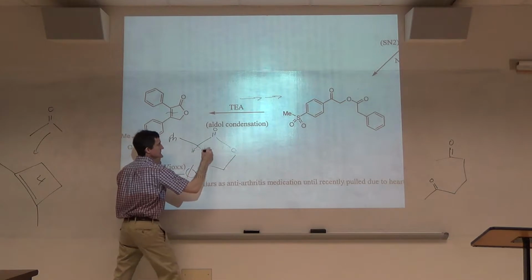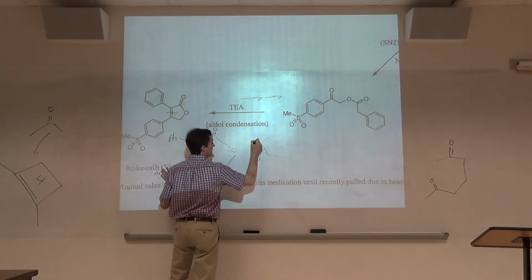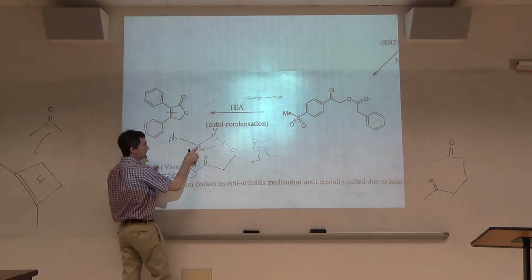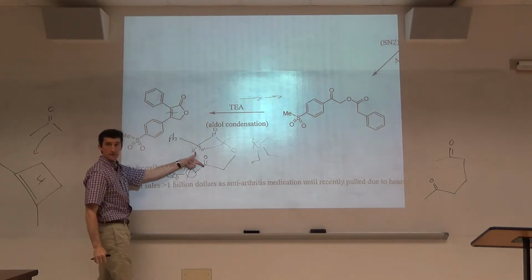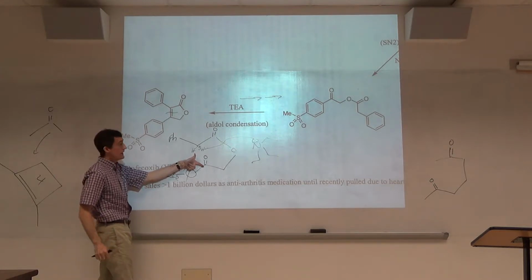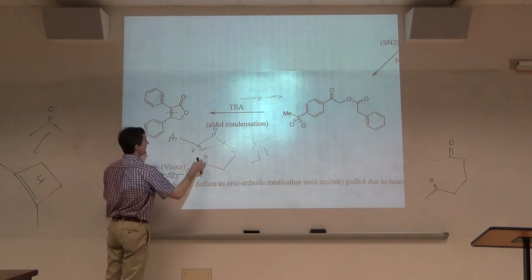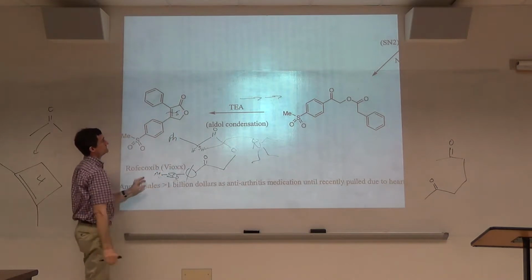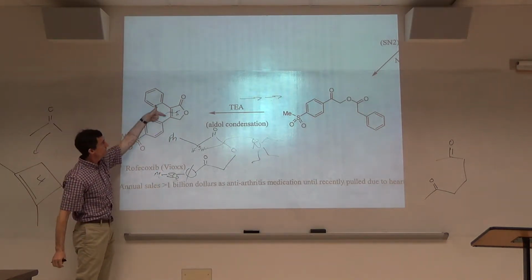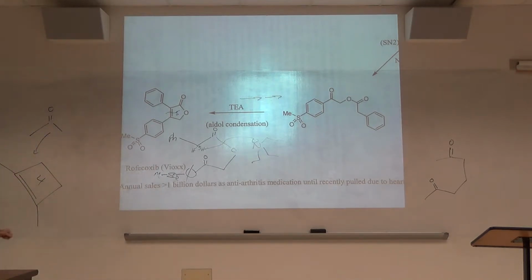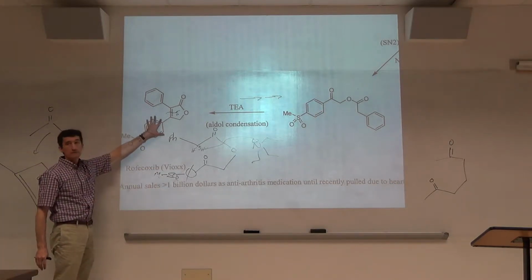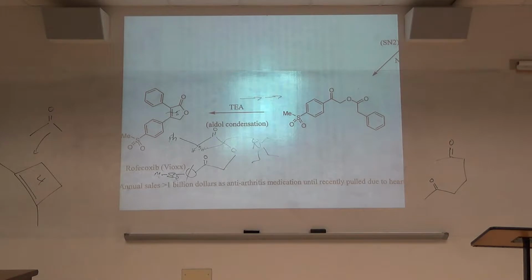Triethylamine took an H, made enolate, enolate attacked carbonyl, just like over here. Ended up making what size ring? 1, 2, 3, 4, 5. 5, made that 5-member ring. After that, the OH that was here was expelled, put in the double bond. That's just a good old-fashioned intramolecular aldol using triethylamine. Make Vioxx, a $1 billion drug. Used to be, until it got recalled.